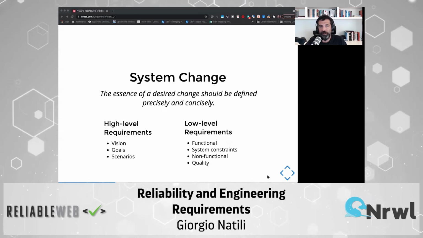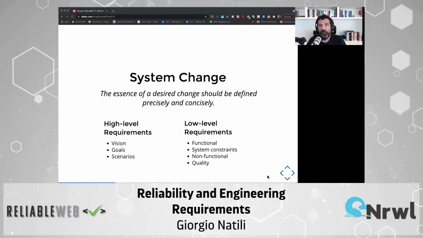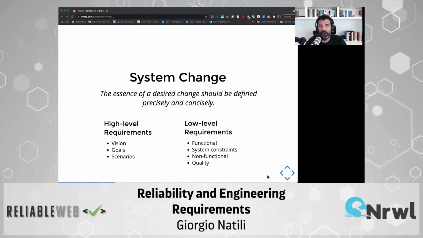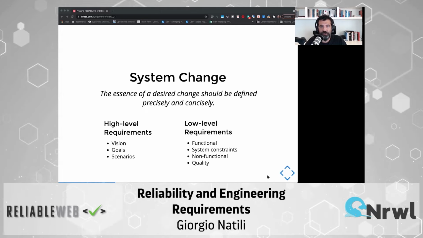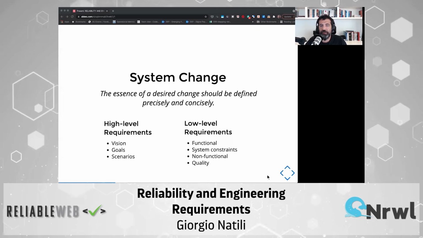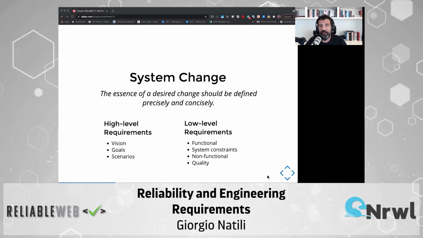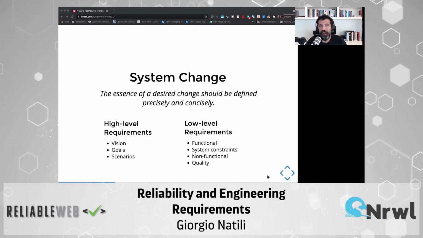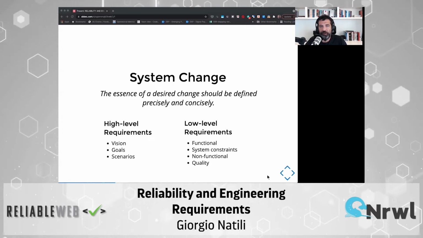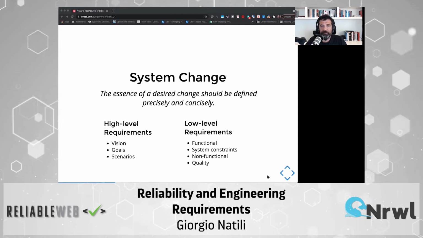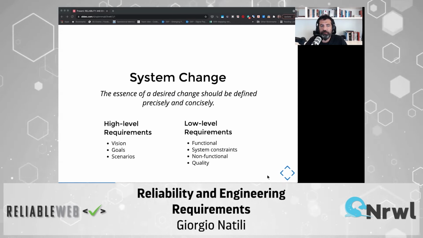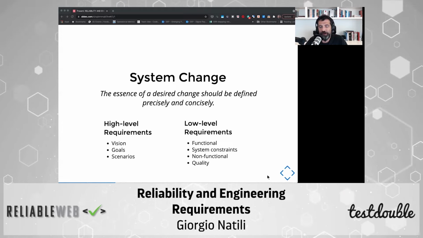That's why we're here today, because we want to understand how we can change the way we define our requirements, and make our contribution as engineers to build concise, precise requirements that can help us to understand how our system is working. We have obviously different levels of requirements, many of them high level, many of them low level.